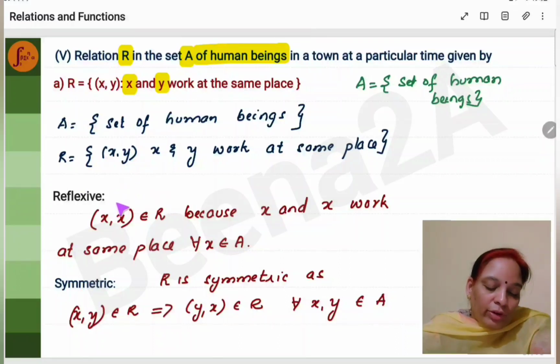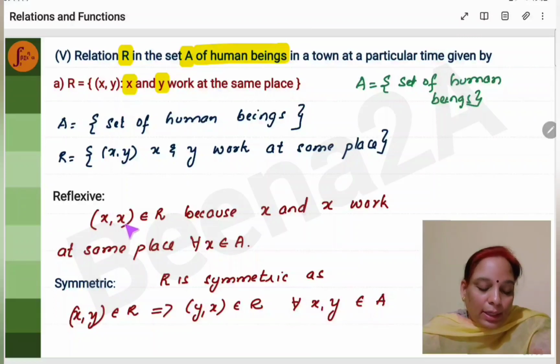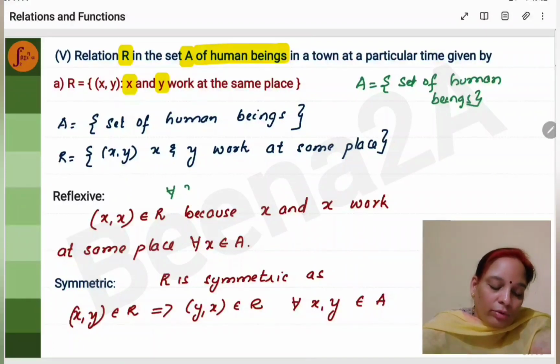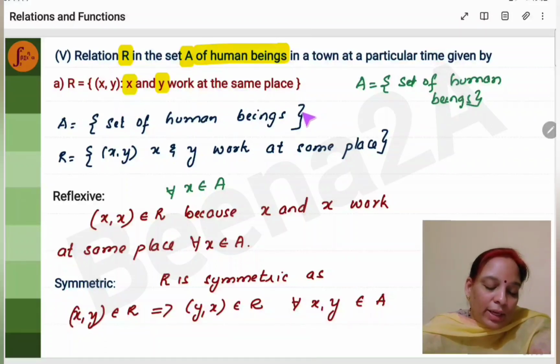Now, for reflexive, what should it be? The same element, x comma x. If x comma x belongs to R for all x that belongs to A, right? For every element in this set A, x comma x should belong to R. Now, for all human beings in this set, they should work in the same locality. So, x comma x belongs to R because x and x work at the same place, right? x and x can work at the same place. Therefore, this relation is reflexive.